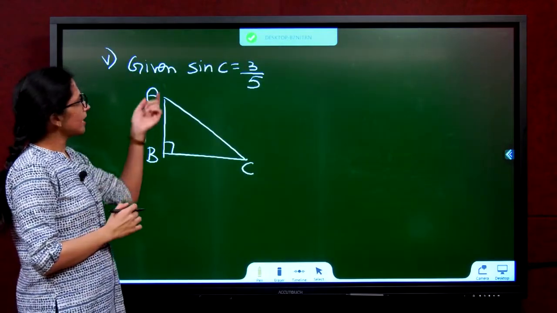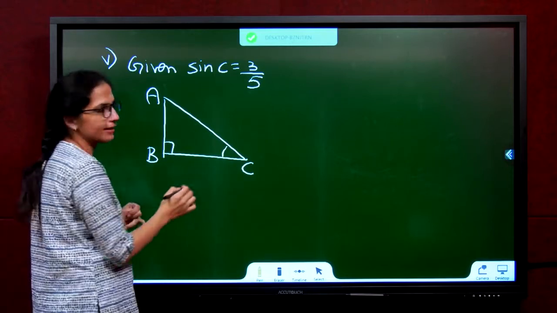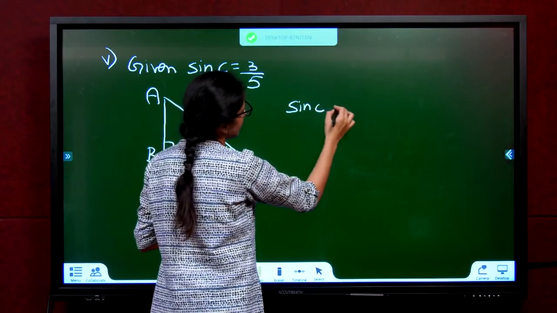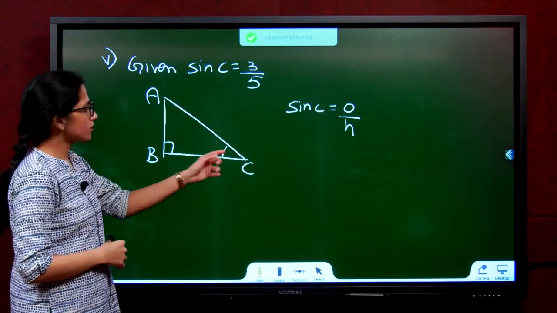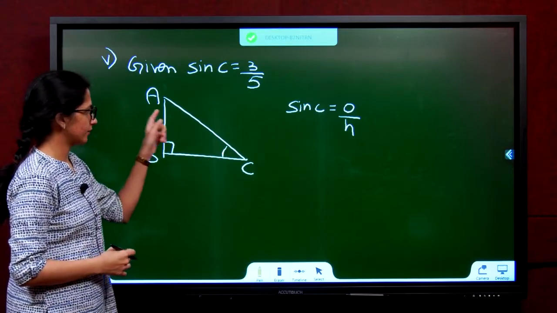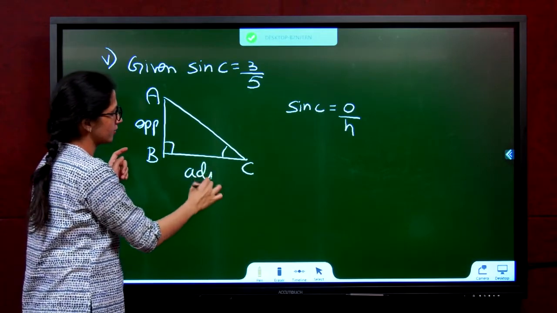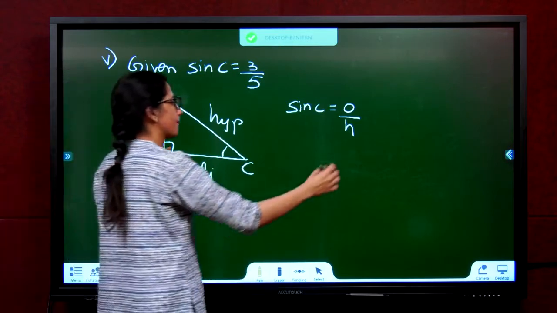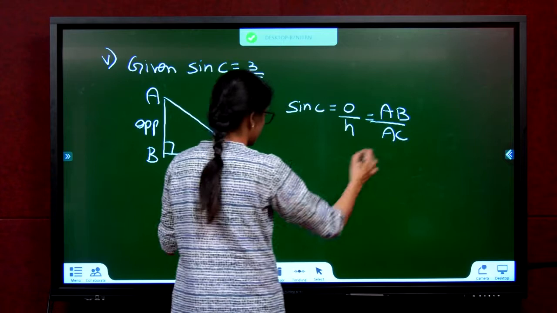Next point, it's given that sine C is 3 by 5. So C is my angle selected. What is sine C actually? Sine means opposite by hypotenuse. So KA TOA. Who's the opposite? This is the opposite. This is the adjacent. This is the hypotenuse. Who's the opposite? AB. Who's the hypotenuse? AC.